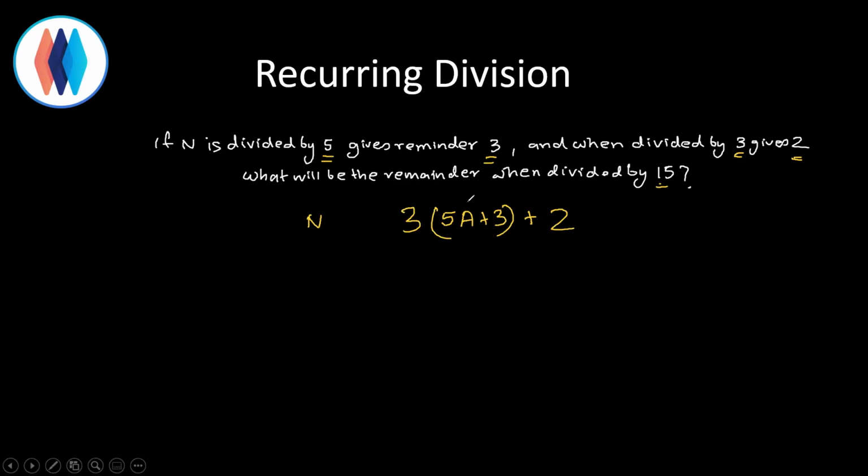Okay, so this is how the number is. This is the number, and this property, when divided by 3 gives me a remainder 2, gives me this structure of the number as well. Now if I open this up, I will get 15a plus 3 times 3, 9, plus 2, which is 11. So if this is the structure of the number and it is divided by 15, I will obviously get a remainder of 11. Now, this is how you have to solve the problem.